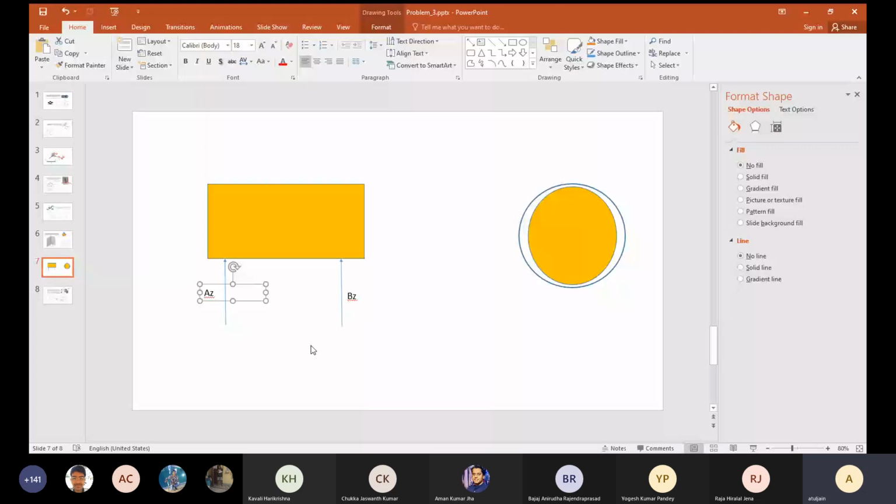One at a time, they are allowing rotation. So the reactions are AZ, BZ. But if you are looking at both of them together, then the reactions AZ and BZ have a reaction couple. That couple is coming because rotation is not allowed. Understood? Yes, sir.